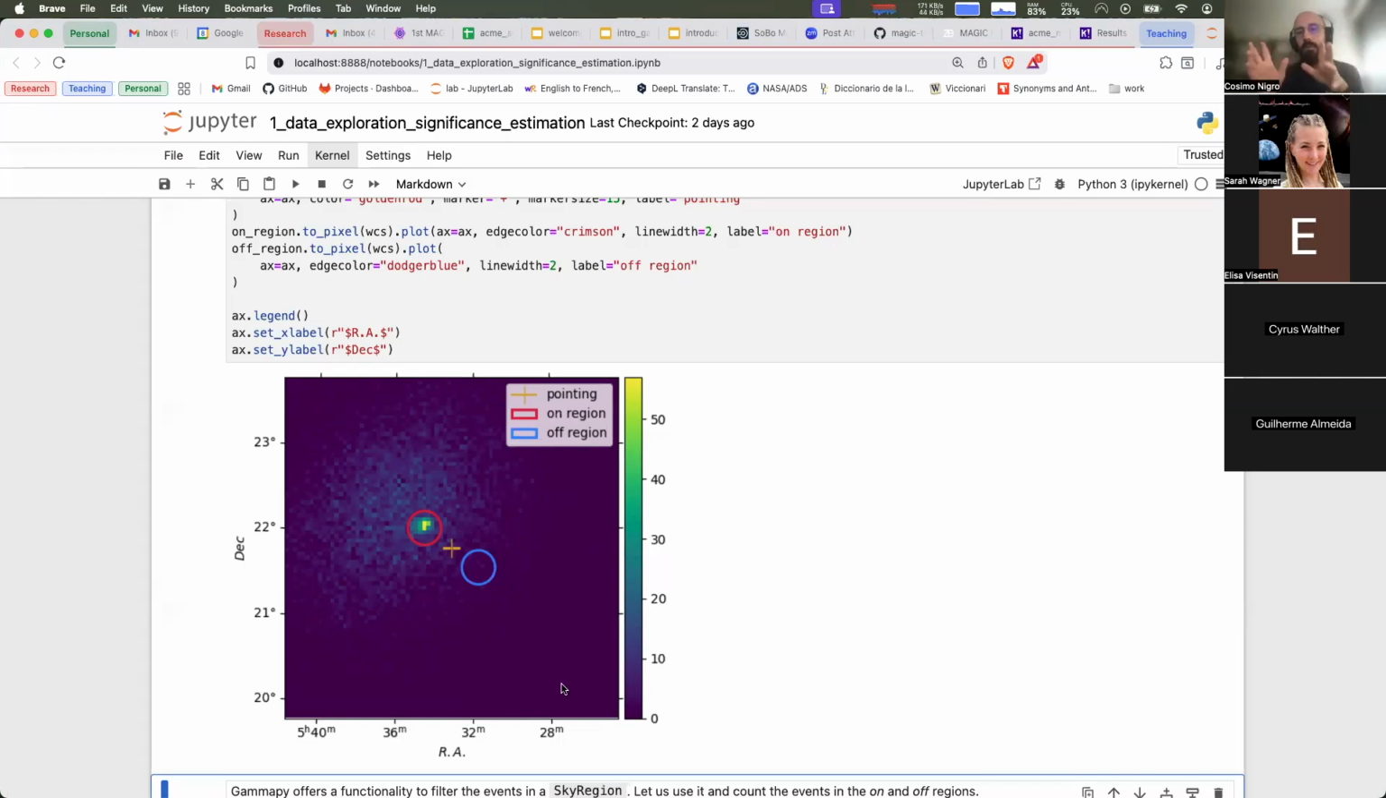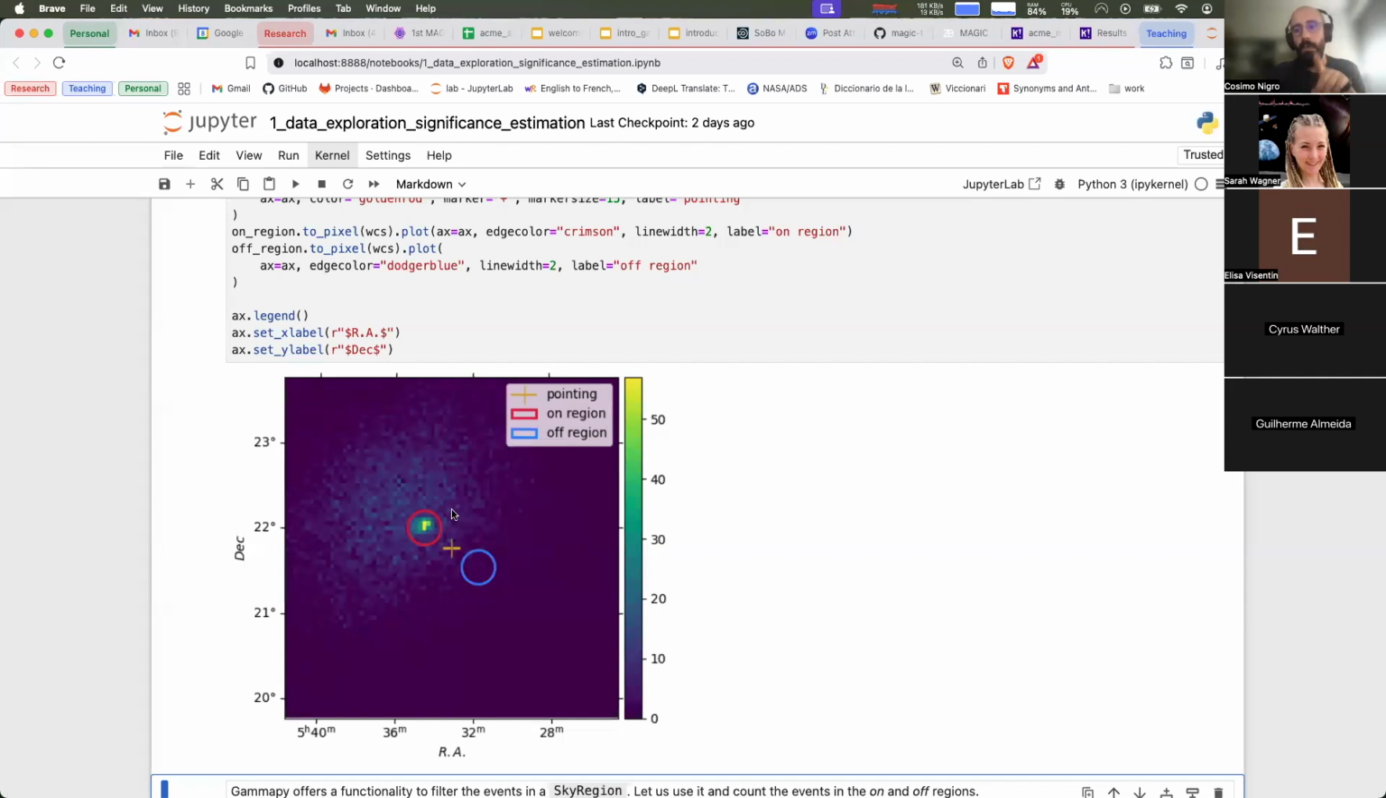So 0.4 is some kind of optimal position where you still have good performance and you have enough space to do the wobbling and to place different off regions. That's it. It's kind of an optimal condition. As for the size, you typically should take something that is comparable with your PSF in general. It doesn't matter that much.